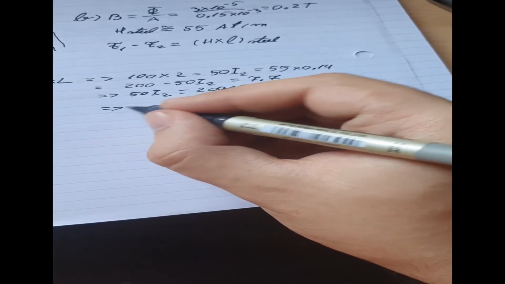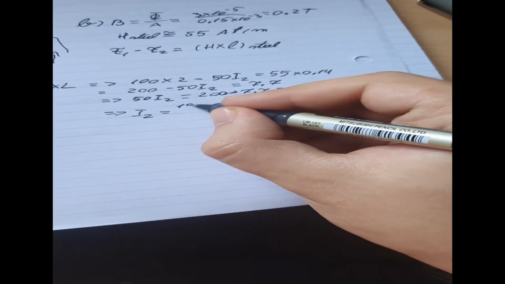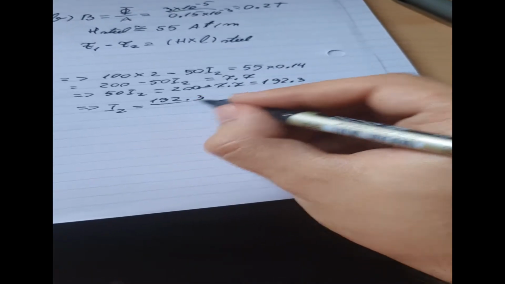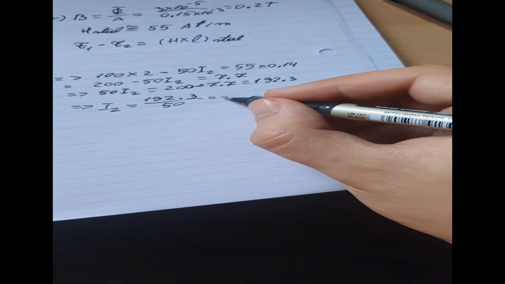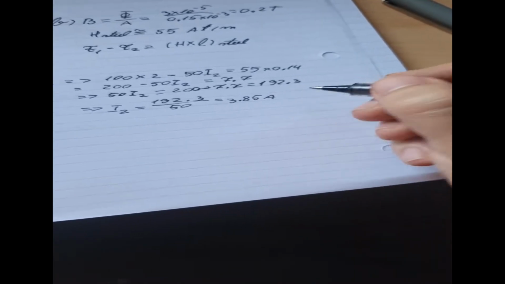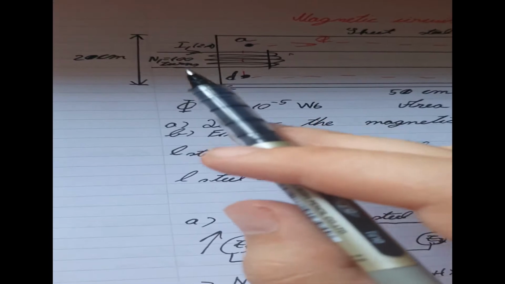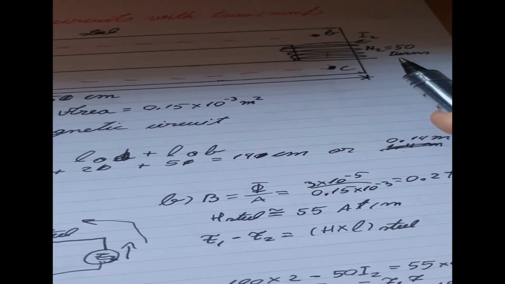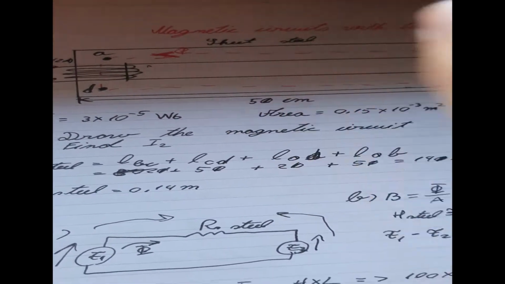Therefore I2 is equal to 192.3 divided by 50, and that will be 3.85 amps. So there will be a requirement of 3.85 amps for the current, for the flux to go in this direction. So yeah, and as you can see, oh no, it's in the reverse direction, isn't it? Yes, because this one is higher. So we discovered now that it's actually in the reverse direction. It's not in this direction, it's in this direction.